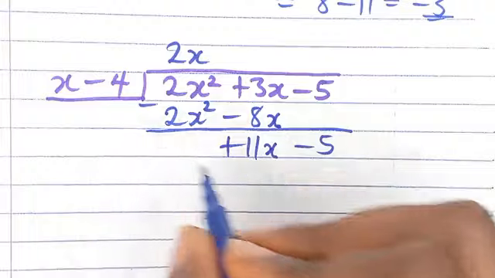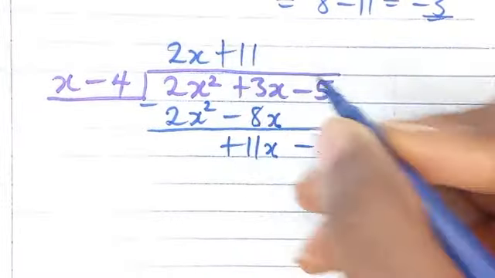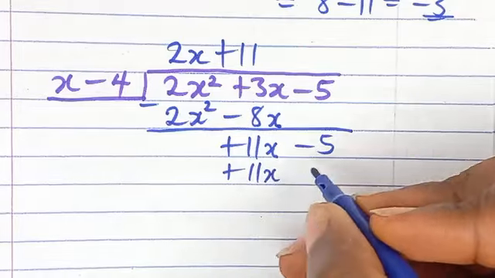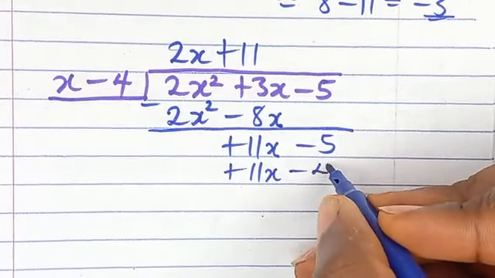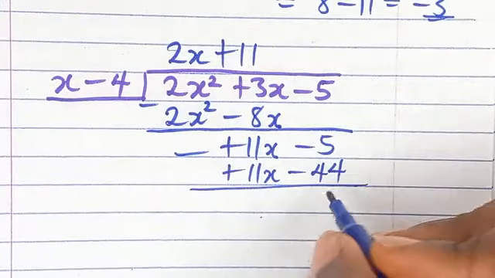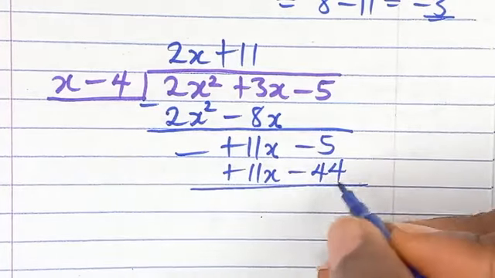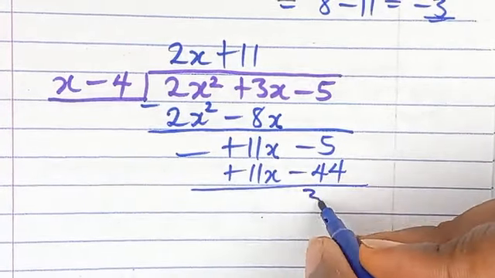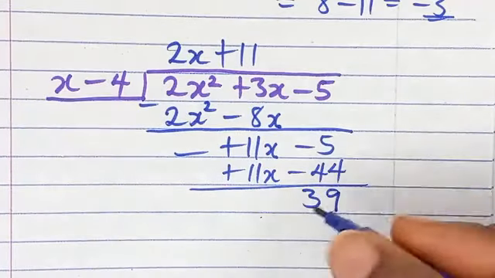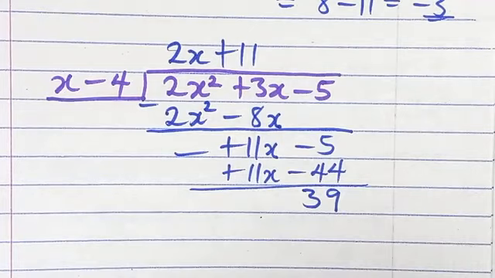We have x divided into plus 11x is equal to plus 11. And then plus 11 times x is plus 11x. Plus 11 times negative 4 is minus 44. We subtract. Minus 5 minus minus, so minus 5 plus 44 is 39. And then this term minus itself is 0. So this is what we have as the remainder. We keep that in mind.